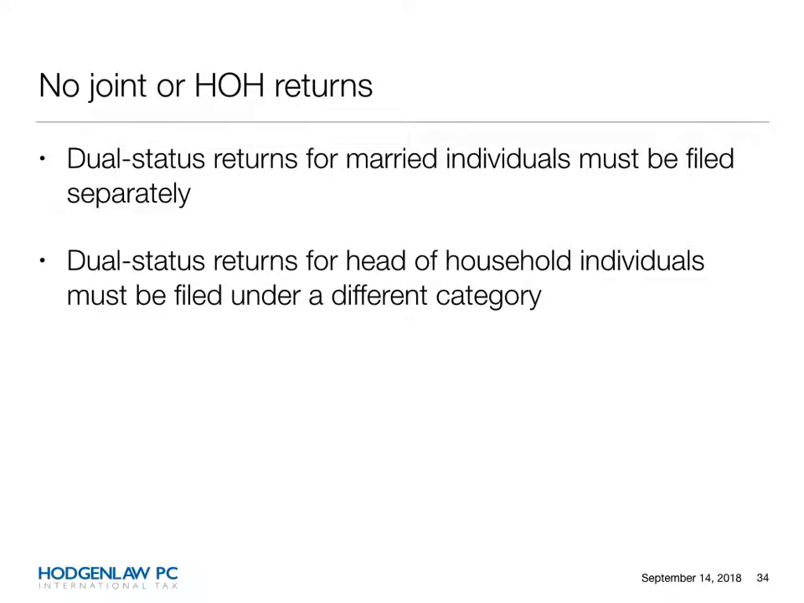Now let's go over what to actually file once we know we have a dual status tax year. To start, married filing jointly or head of household filing statuses are not allowed for dual status returns. Married individuals have to file married filing separately. If you want to file married filing jointly and not married filing separately, there are the elections that I mentioned before and the exceptions to the residency tests, if you want to go that route, of course. Generally, head of household individuals will have to file as single.